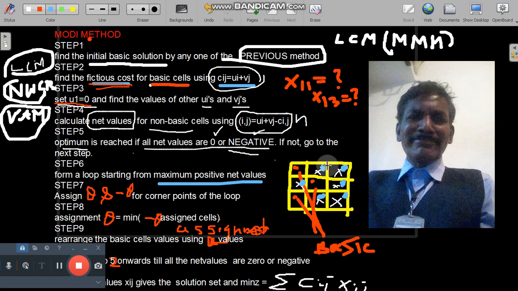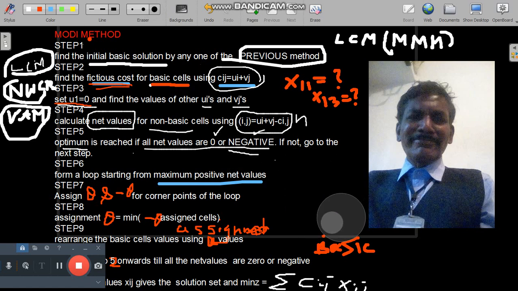See the picture in the box. Suppose this is a maximum positive net value. From this we have to draw a loop like this, from here to here, then from here to here, then from here to here, like that we have to draw the loops. I will tell you later about how to draw the loops. Certain rules are there, and according to those rules we have to draw the loops.